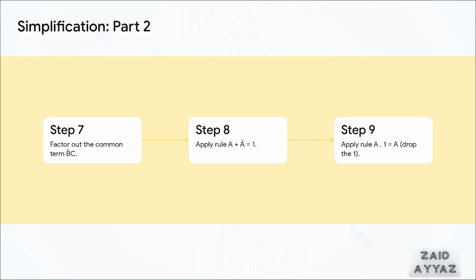And that should set off a little bell, because we have a rule for that. Anything ORed with its opposite is always true, or 1. So that A or A-bar just becomes a 1. So now we have B-bar C and 1. And our final rule says anything ANDed with 1 is just itself. And just like that, we're done.